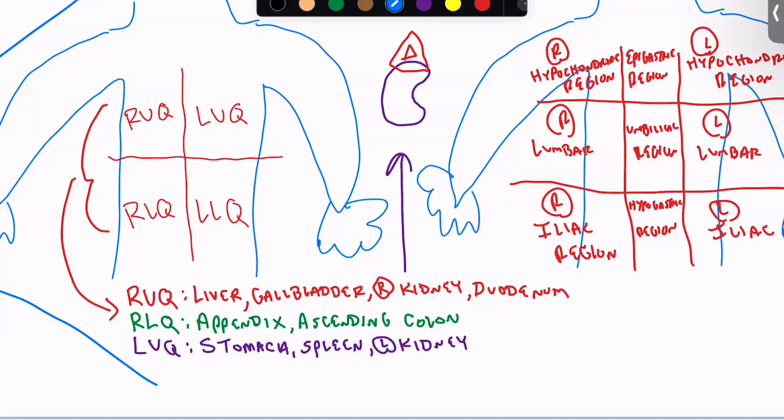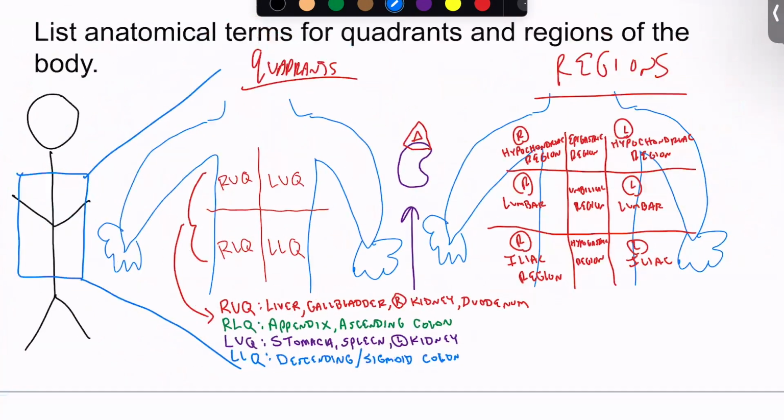And then last but not least, the left lower quadrant. So we're thinking things like the descending or sigmoid colon. And that's what I had just drawn. That's what I just drew up there a minute ago. All right, so that should be pretty all-inclusive for that.